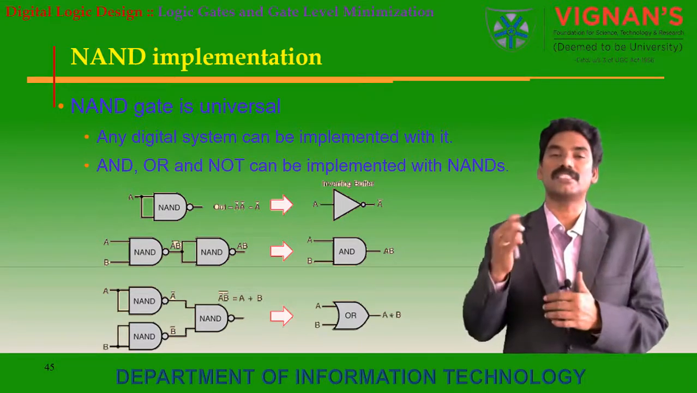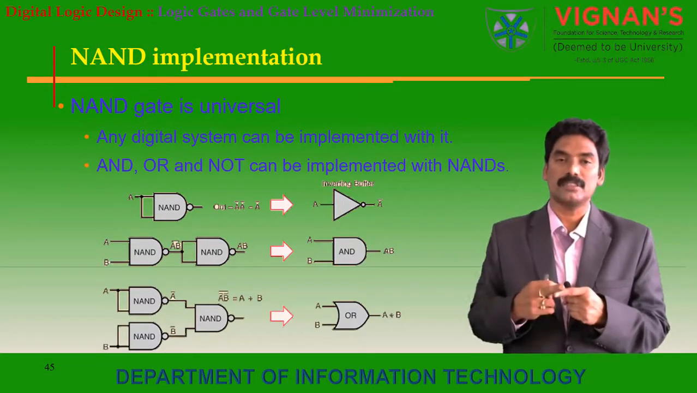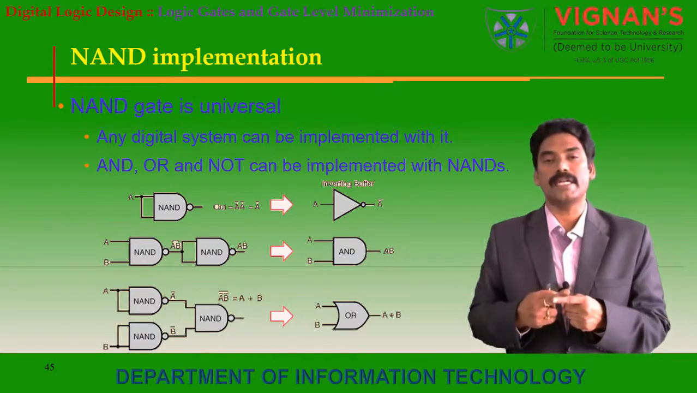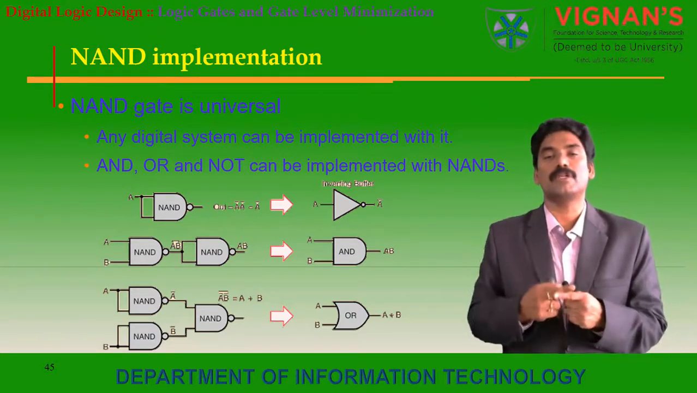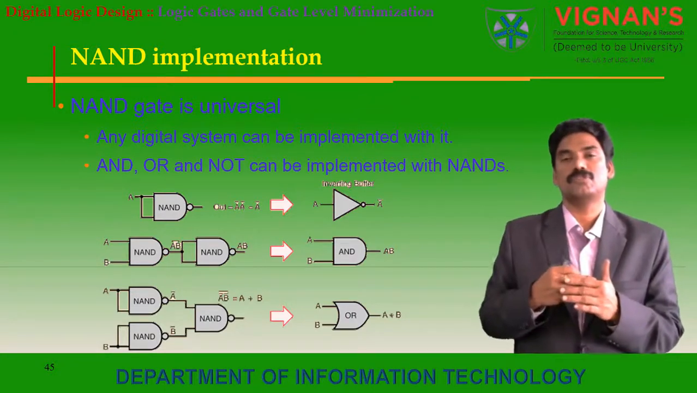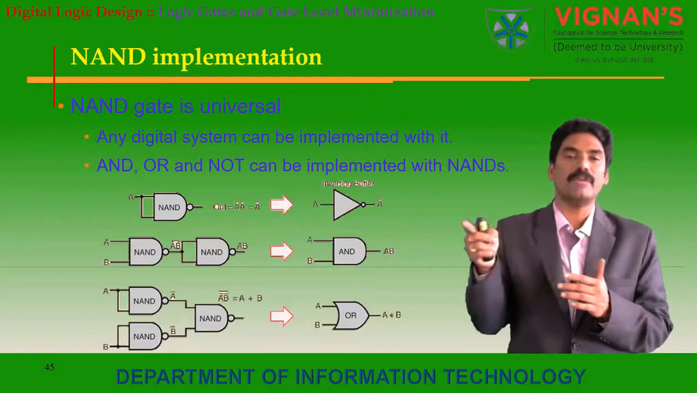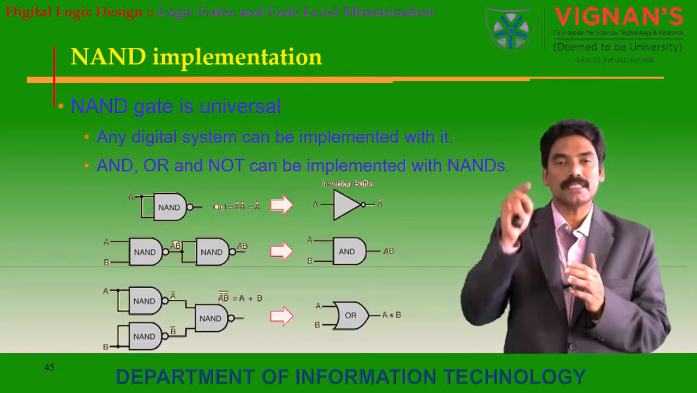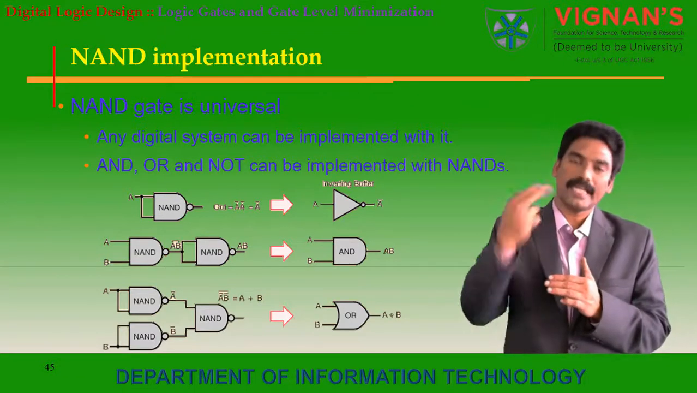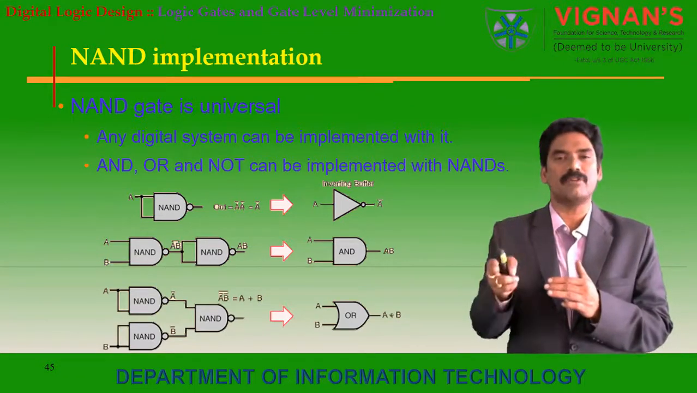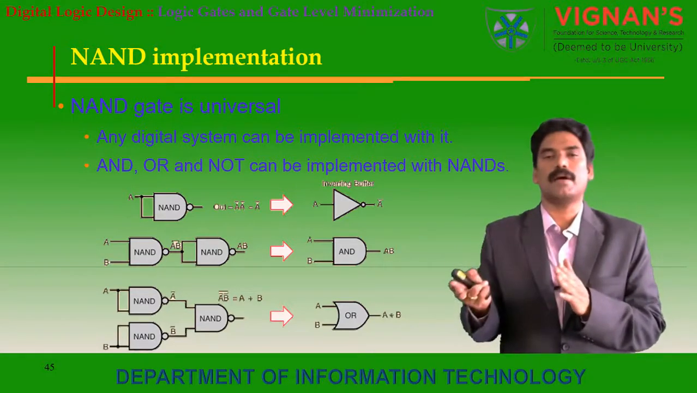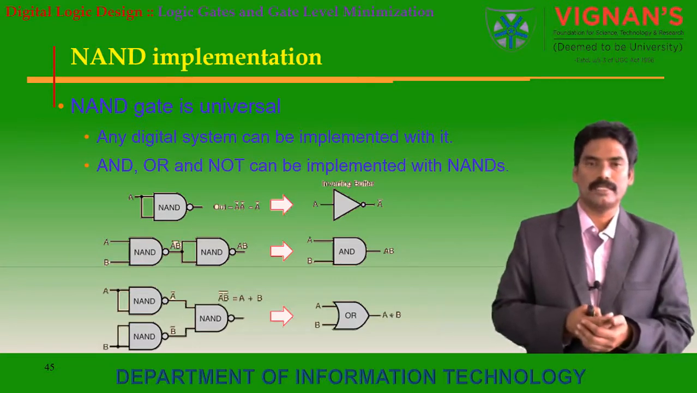So this is the implementation of the NOT gate. First the NOT gate by using NAND gate, the AND gate by using NAND gate, and the OR gate by using NAND gate. For NOT gate implementation, there are two inputs for this NAND gate, A and again A. A into A becomes A only, and the output is A bar. That is, if we give A, we get A bar. That is called the NOT gate.